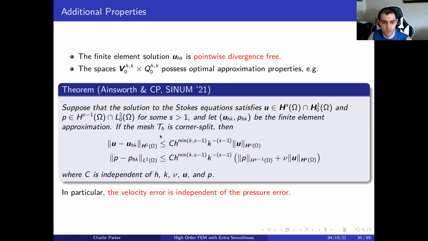But the main thing to note from this sort of error estimate is that the velocity error is independent of the pressure error. So if you have some large pressure gradient in the true solution, it will not show up in the error in the velocity. It will only show up in the error of the pressure, which is something that's not true if you don't have this pointwise divergence free property.